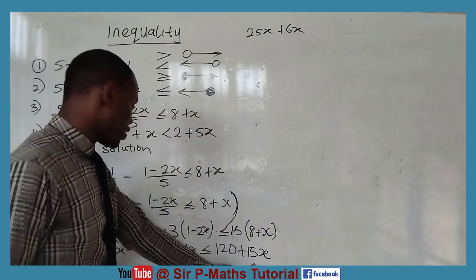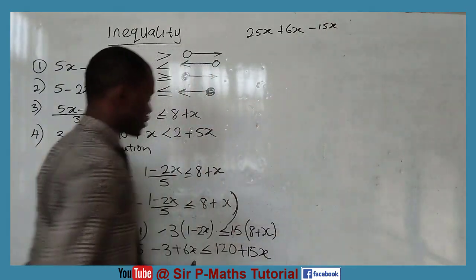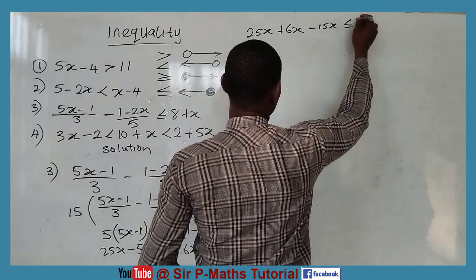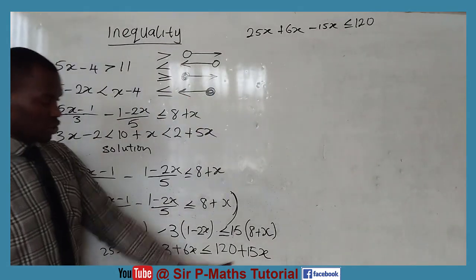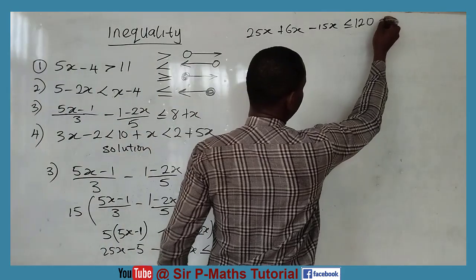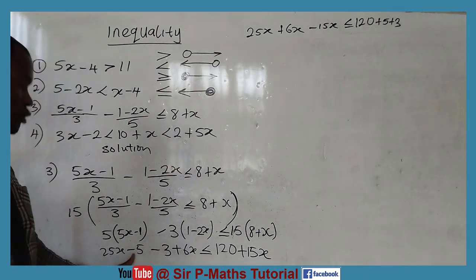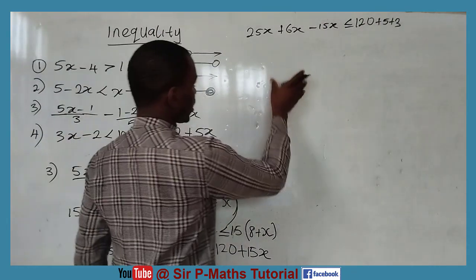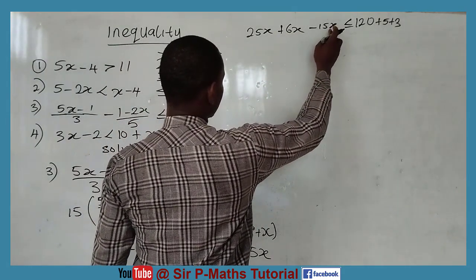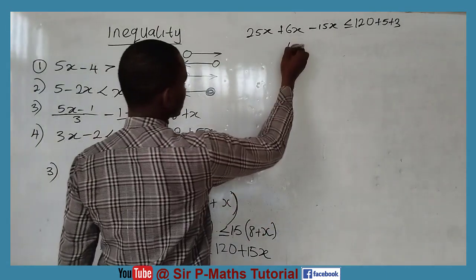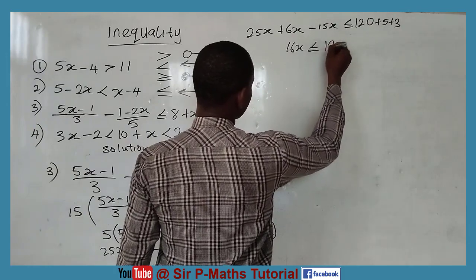I have 15x here, therefore it will cross the inequality sign to become minus 15x. 120 here. Then 5 and 3 will cross over the inequality sign, plus 5 plus 3. Remember, when they cross, negative becomes positive. So we add: 25x plus 6x will give me 31x. 31 minus 15 will give me 16x. I'll have 16x less than or equal to 128.